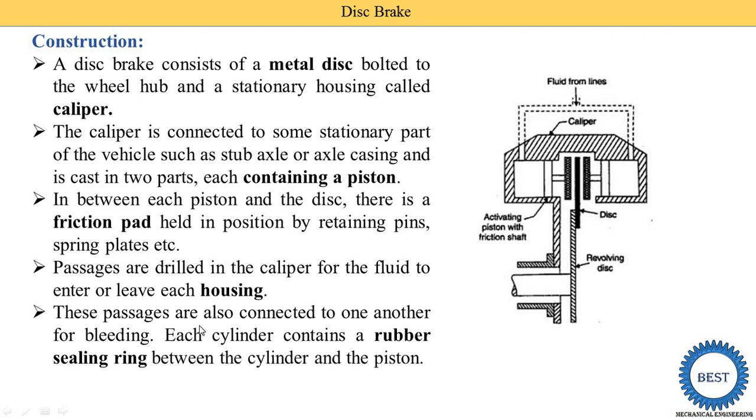Each cylinder contains rubber sealing rings between the cylinder and the piston. So between the cylinder and piston, one ring is provided to avoid leakage of oil. And these both parts are connected with each other. So here you see these both parts are connected with each other, so equal pressure of the oil is applied on both sides of the pistons.